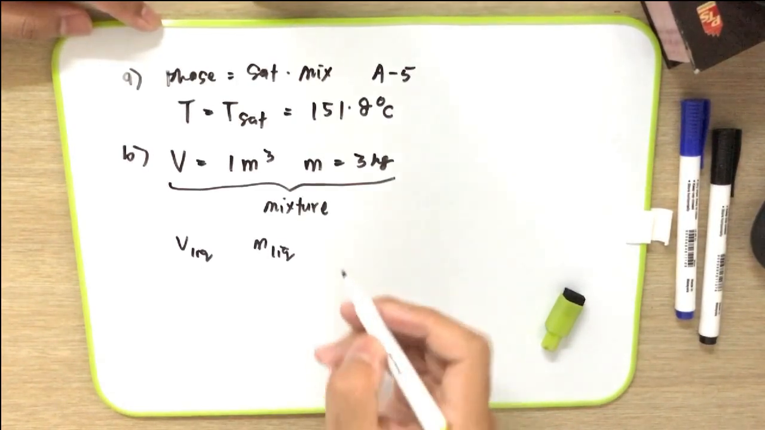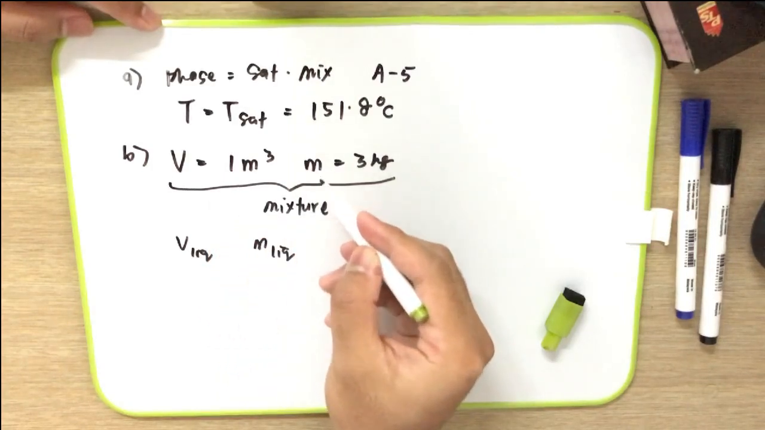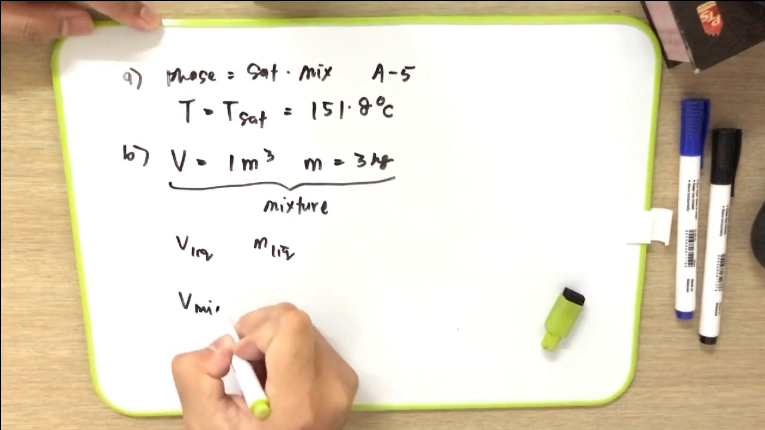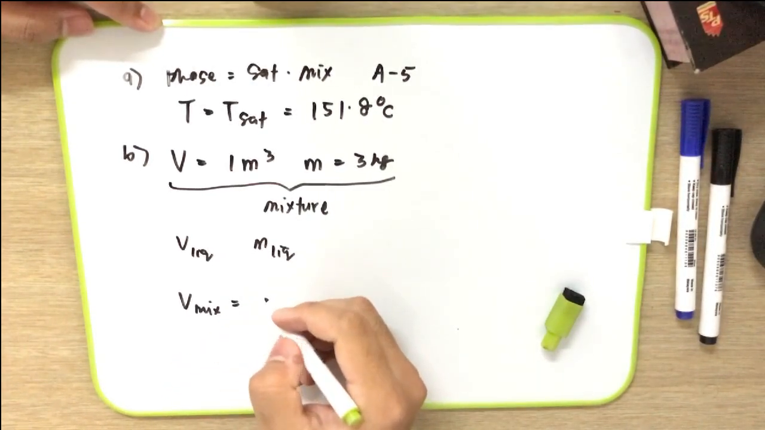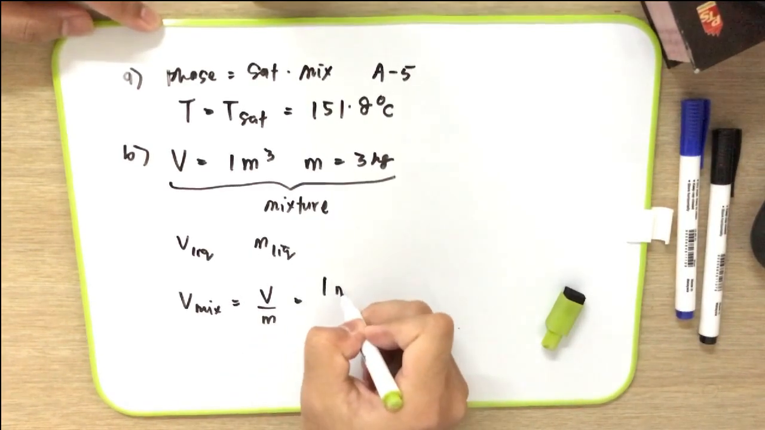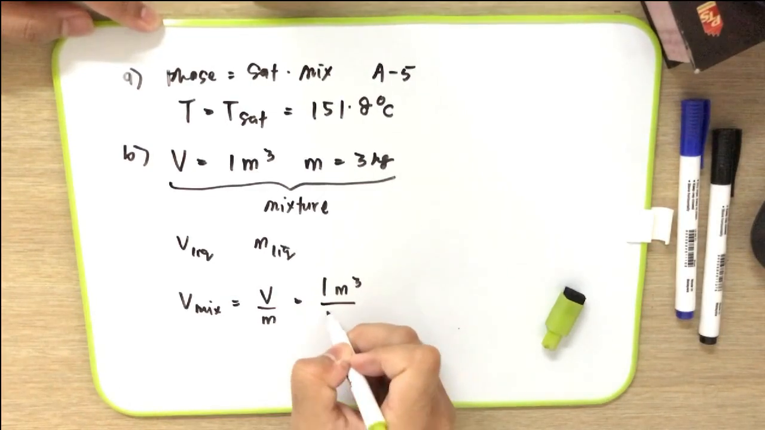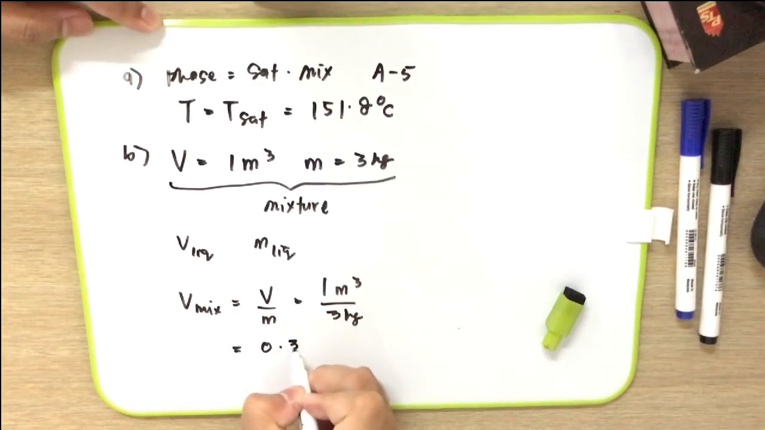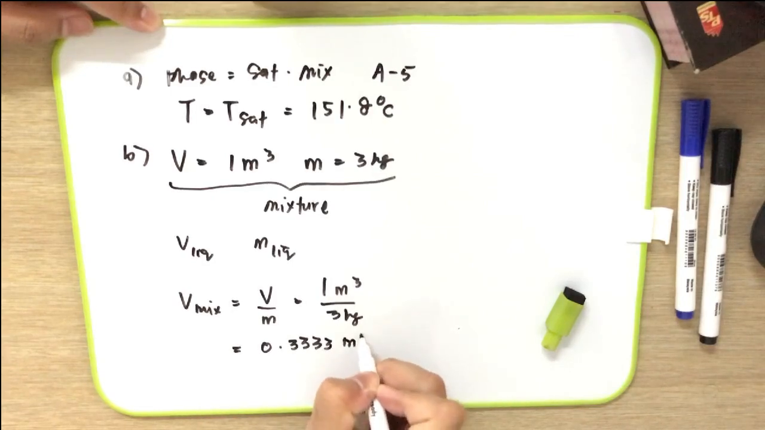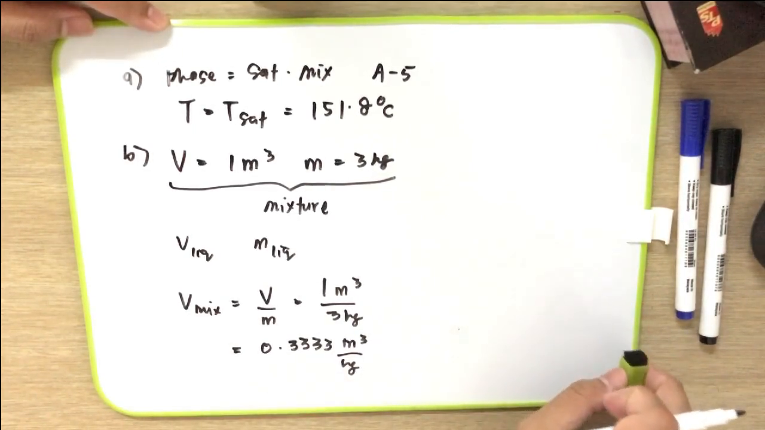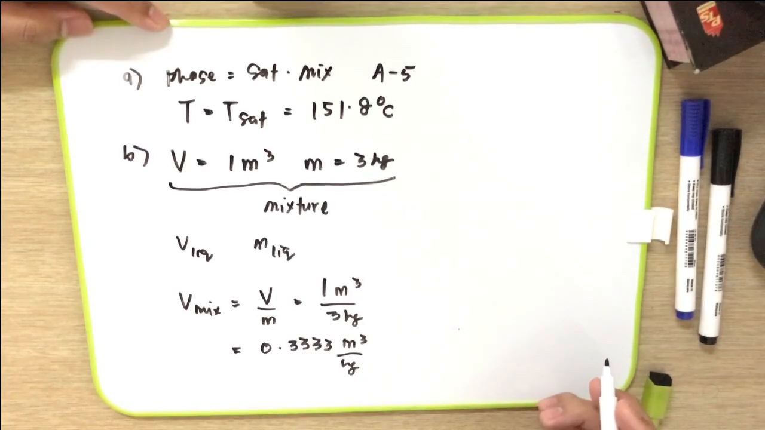Alright, so we look here. From this V and also M, we can find the V mixture, the specific volume for the mixture, which is V over M, 1 meter cube over 3 kg. It is 0.3333 meter cube per kg. Alright, now we already know the V mixture, the specific volume for the mixture.